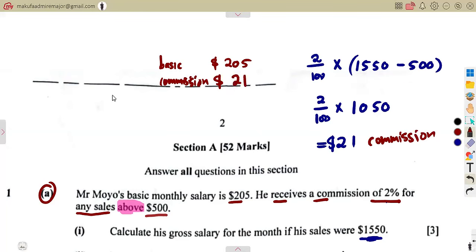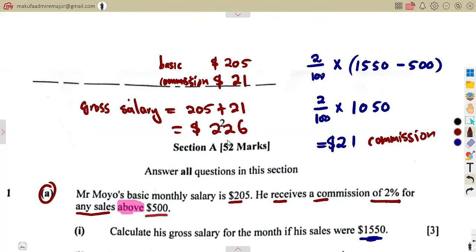So at the end, the sum of these two gives us the gross salary. We're now talking about the gross salary, which is 205 plus 21. And that was going to give us $226. That is $226. So I want you to be careful.